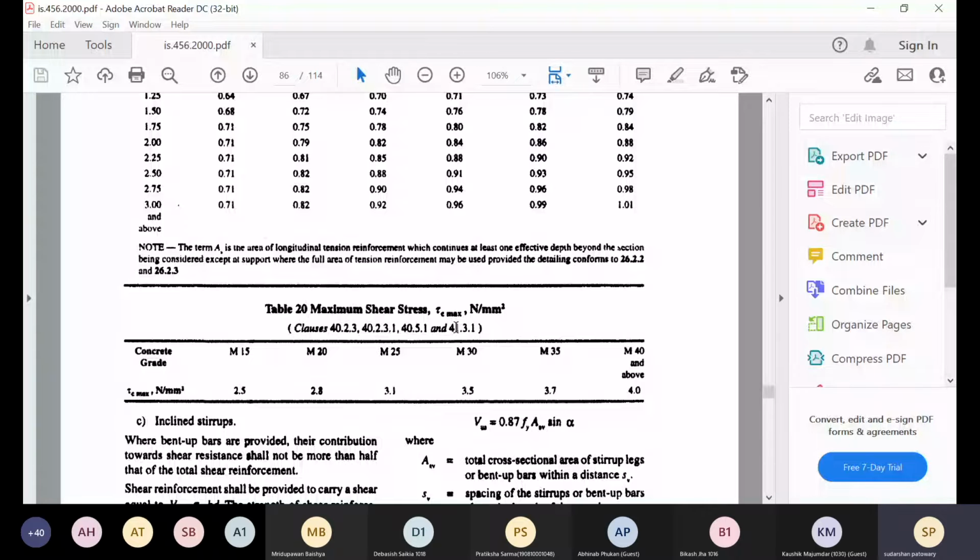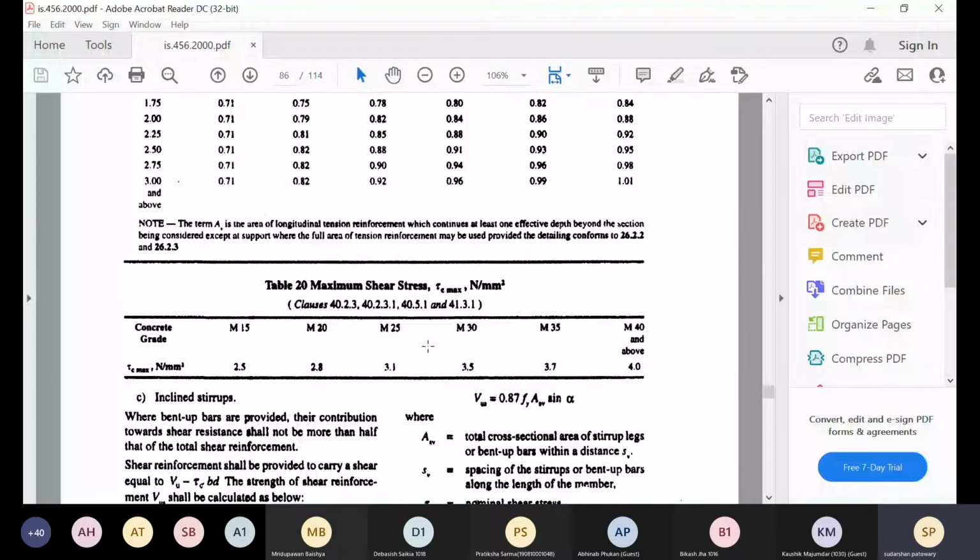That means, suppose initially you have assumed the depth, you have to assume the width, everything you have to assume. So after designing the tensile reinforcement, you check whether your tau v is greater than tau c max. Then what do you have to do? You have to redesign the beam. Redesign means you have to increase the depth. Because your tau v is equal to V by bd. Let me write it down here.